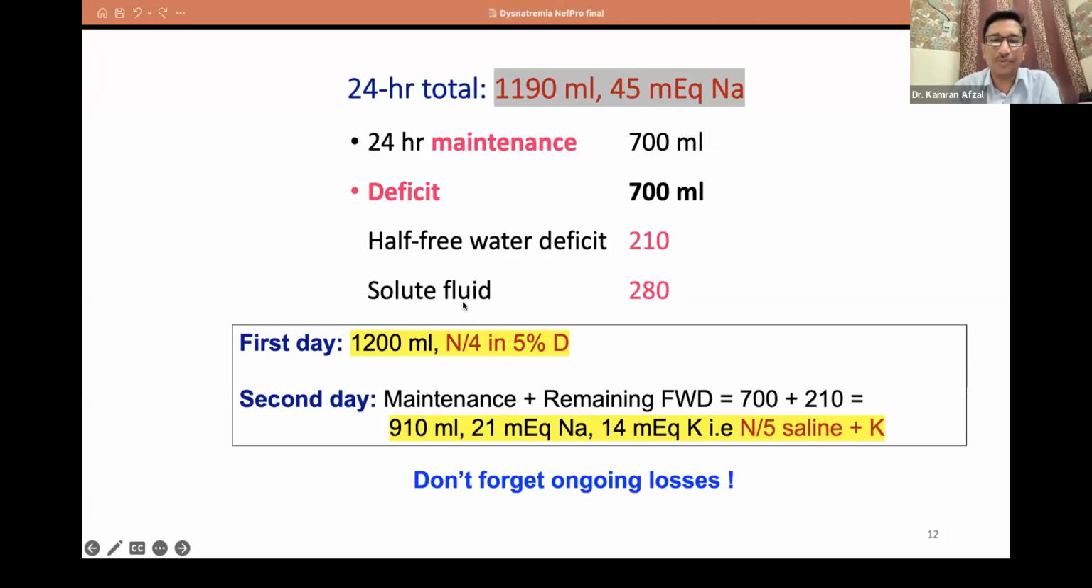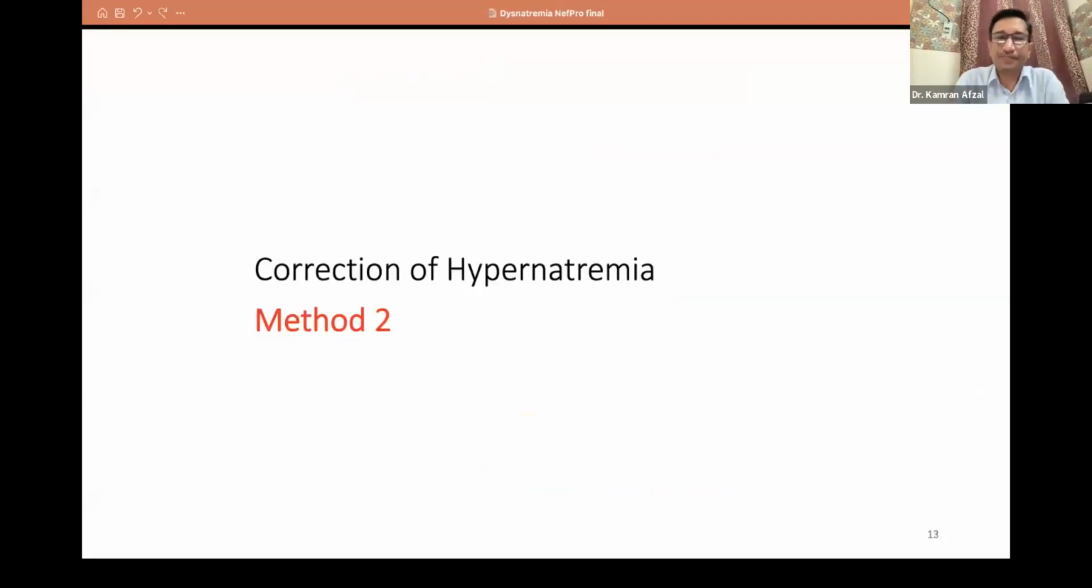So if you add this all up together, this will amount to around 1200 ml of fluid and 45 milliequivalents of sodium, which means that this 1200 ml has to be given as a fluid which is something like N/4 in 5% dextrose. On the second day, we give the remaining free water deficit, again 210 ml, with the maintenance fluid, which means that now we can give a more dilute fluid like N/5 saline along with potassium. Remember that ongoing losses must also be added to the fluid that has to be given.